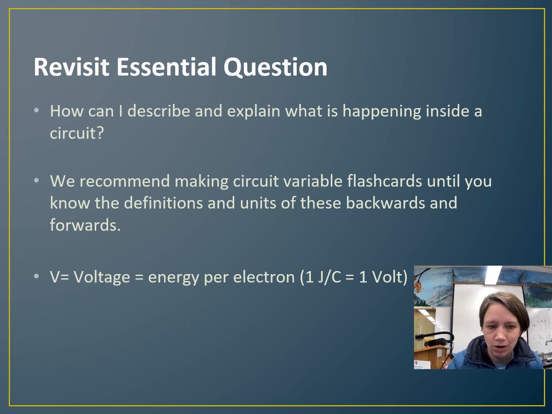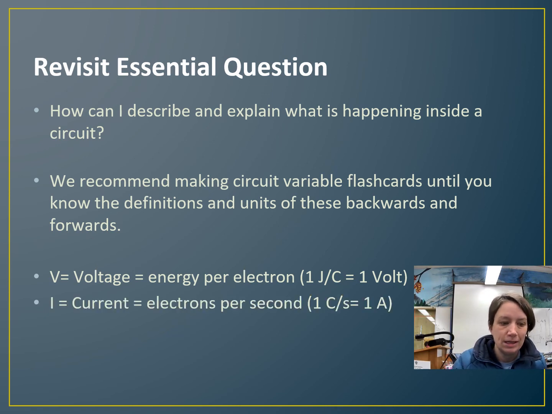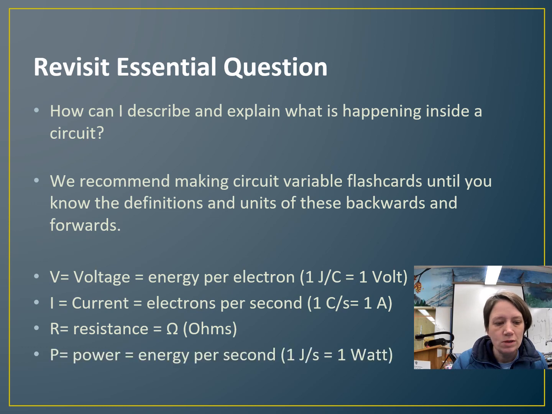I would put a V on one side, and on the other side I would write voltage, energy per electron, and then 1 joule per coulomb equals 1 volt. Another card: I on one side, and on the other side current, electrons per second, 1 coulomb every second equals 1 amp. Resistance is R, and we use the unit of ohms. And then capital P, or the cursive P, is power, and that is energy every second. And 1 joule per second is a watt.